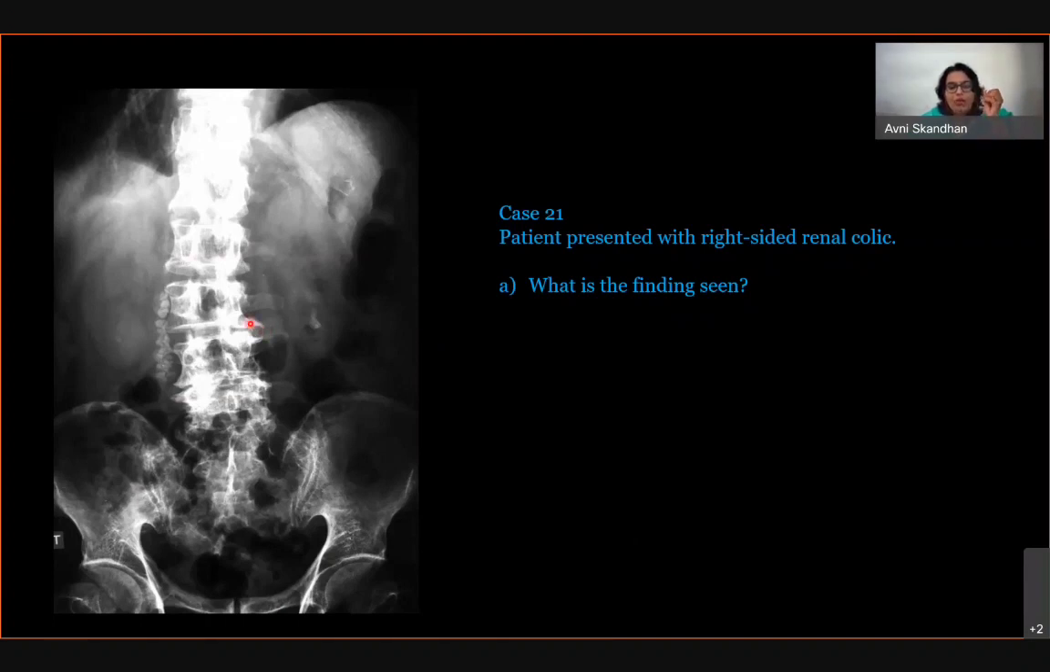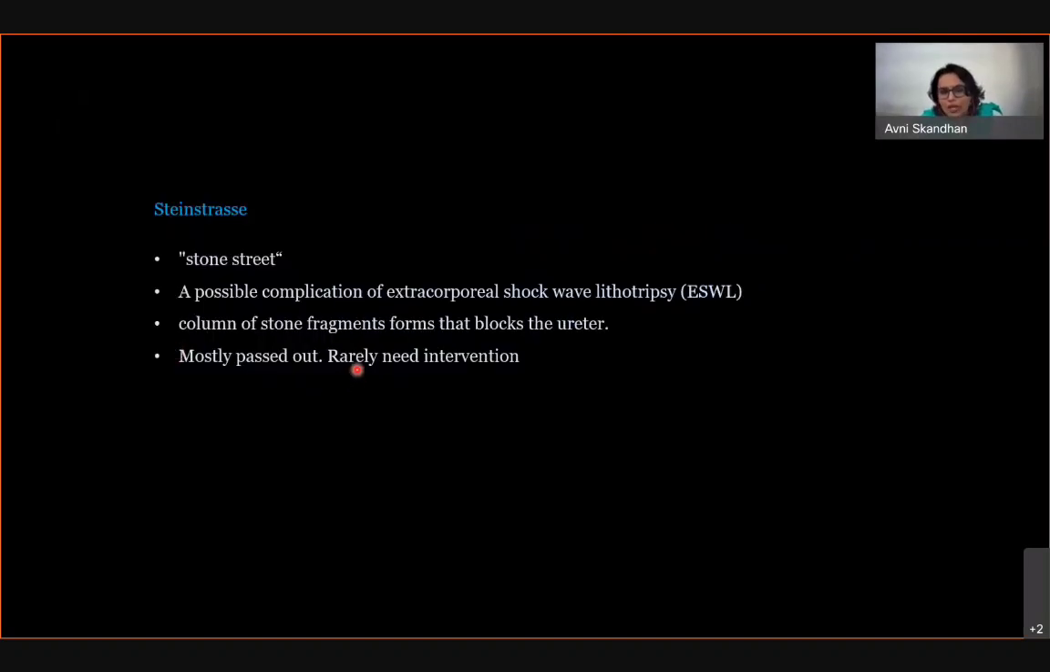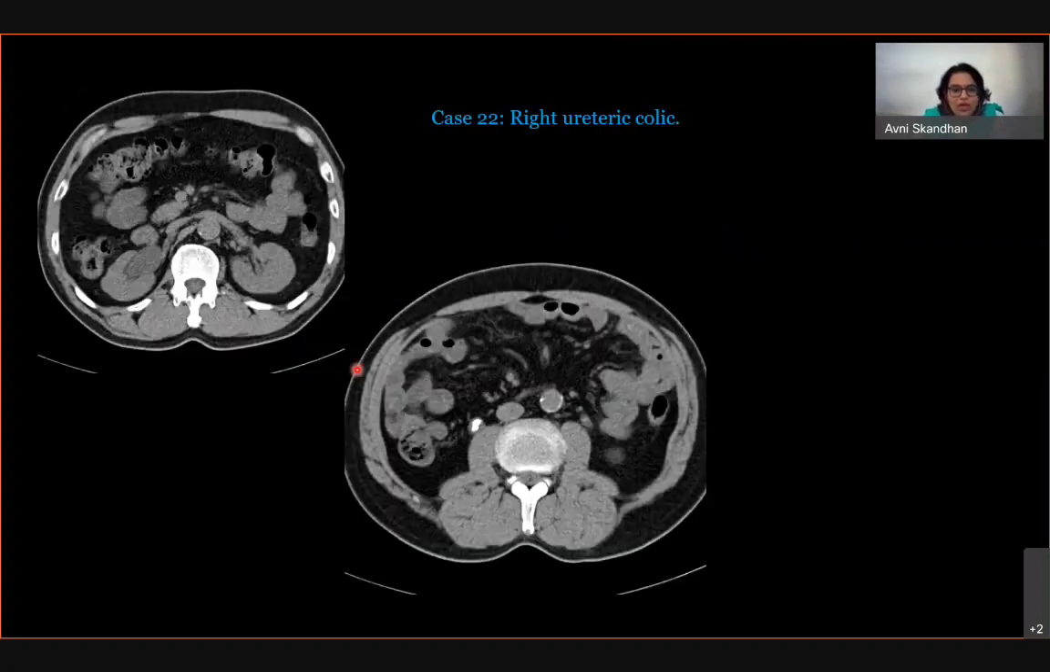When they break those stones, it normally just passes over, but sometimes a big stone gets impacted somewhere in the tube. And when it gets impacted, it blocks the route for everything else. So all the small fragments tend to come and stack up like this. It looks like a stone street, a street of stone. I think it's a German term. It is called a Steinstrasse. So most often you don't need to do anything. It will just pass off on its own. Only when it doesn't do you need to intervene. So this is something which is very common, right?